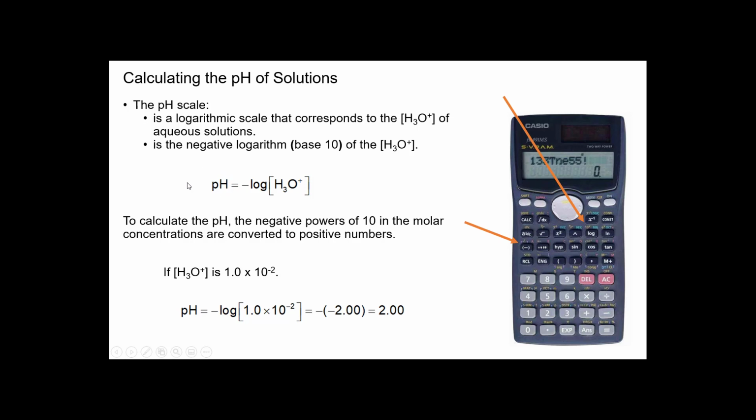So how do we determine the pH? This is the formula right here. We plug in the concentration of hydronium ions, use the negative log, and that gives us our pH. Let's take a look at that. Here we have a concentration of hydronium ions that is 1.0 times 10 to the negative 2. Here's my log button. I would hit negative log, enter this in, and it would give me a number, 2.